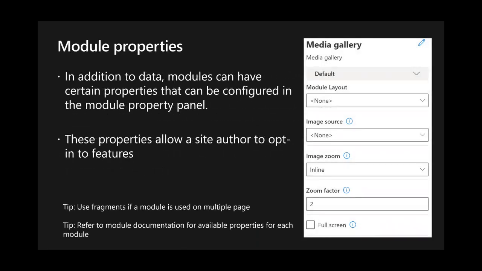Coming back to modules, we talked about the property panel when we talked about how data can be configured in the property panel. In addition to data, modules can also have certain properties that can be configured in the module property panel. These properties allow a site author to opt into features. An example here is the image gallery module. We have image zoom where you can say, hey, I want inline zoom or I want container zoom. You can define the zoom factor. You can say I want 2x zoom, 3x zoom, 10x zoom, full screen, etc.